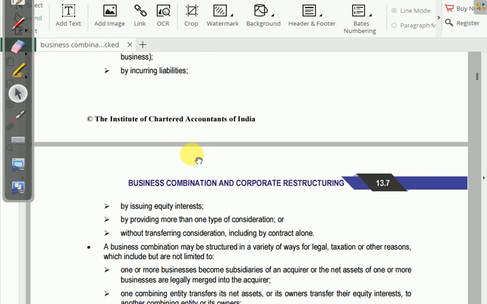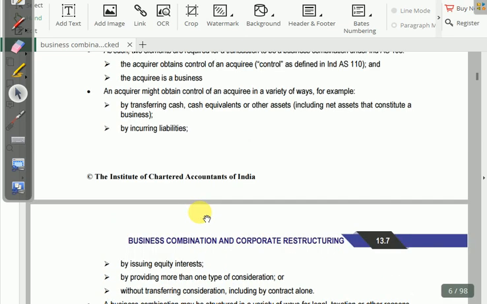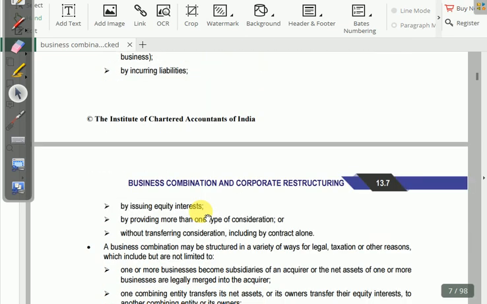We issue our equity shares to buy their equity shares. This is called equity interest. Next is by providing more than one type of consideration. We can provide cash, debentures, preference shares, or equity shares, and so on, without transferring consideration, including by contract alone.